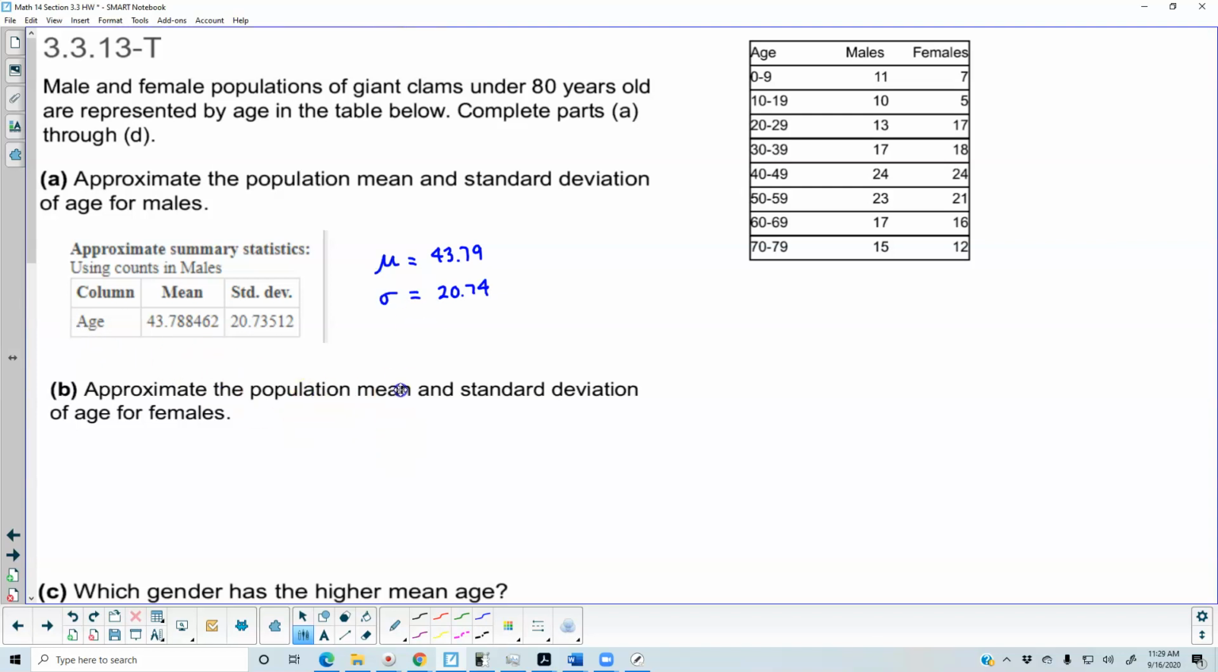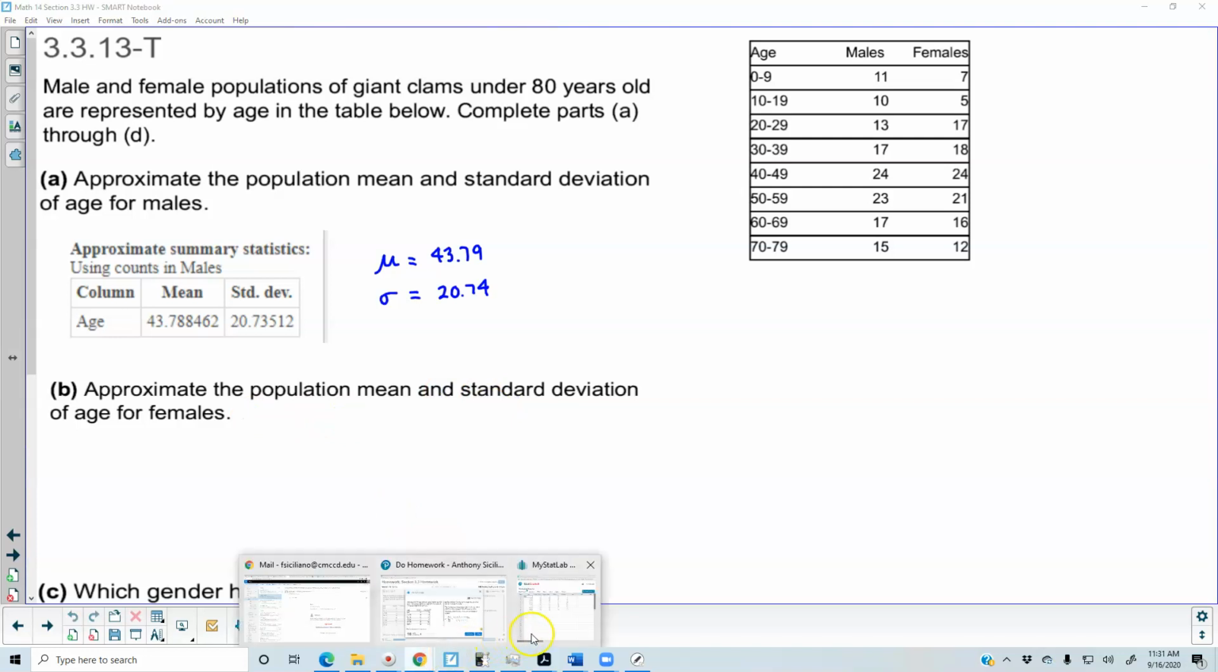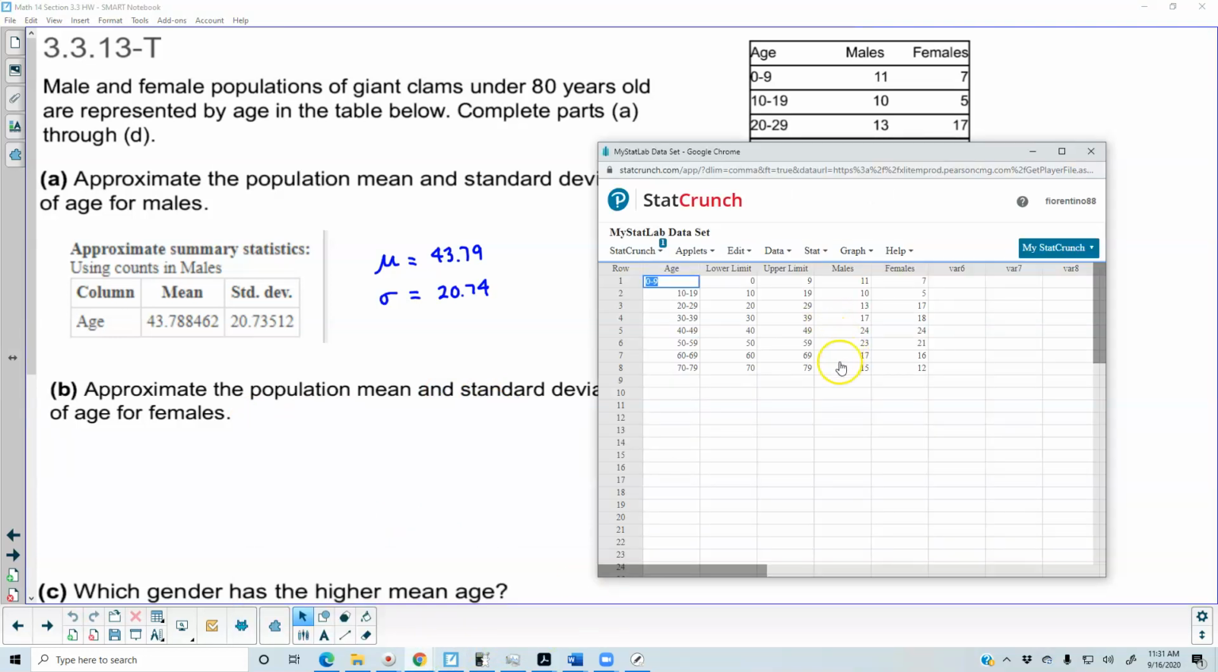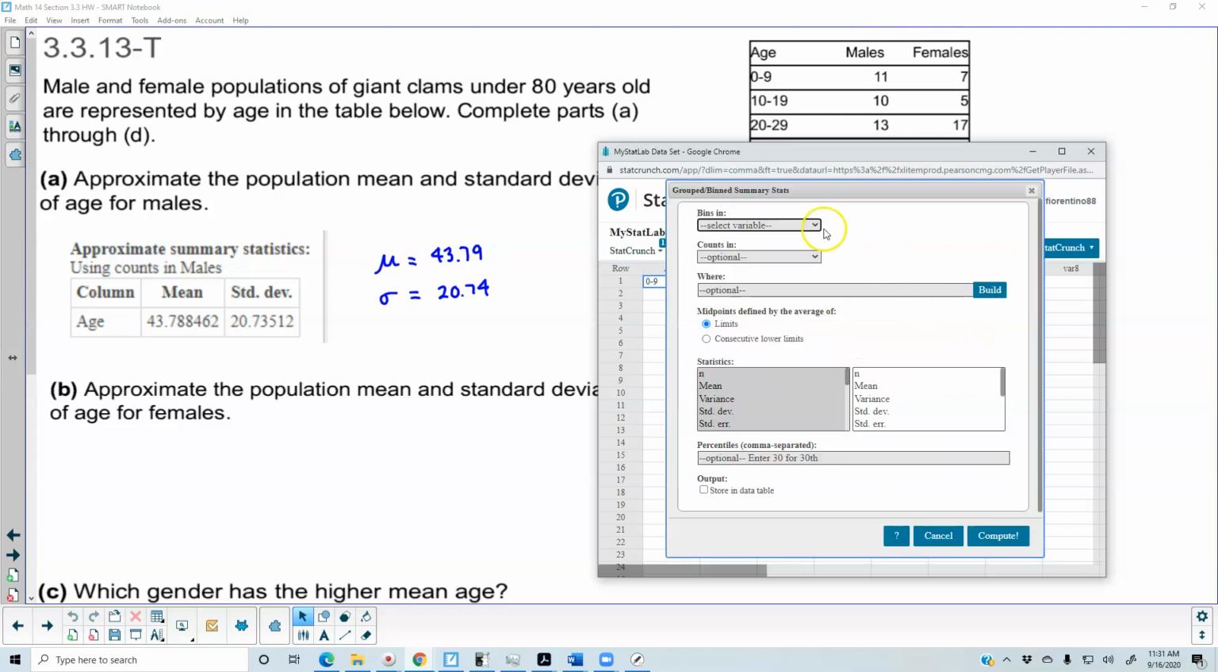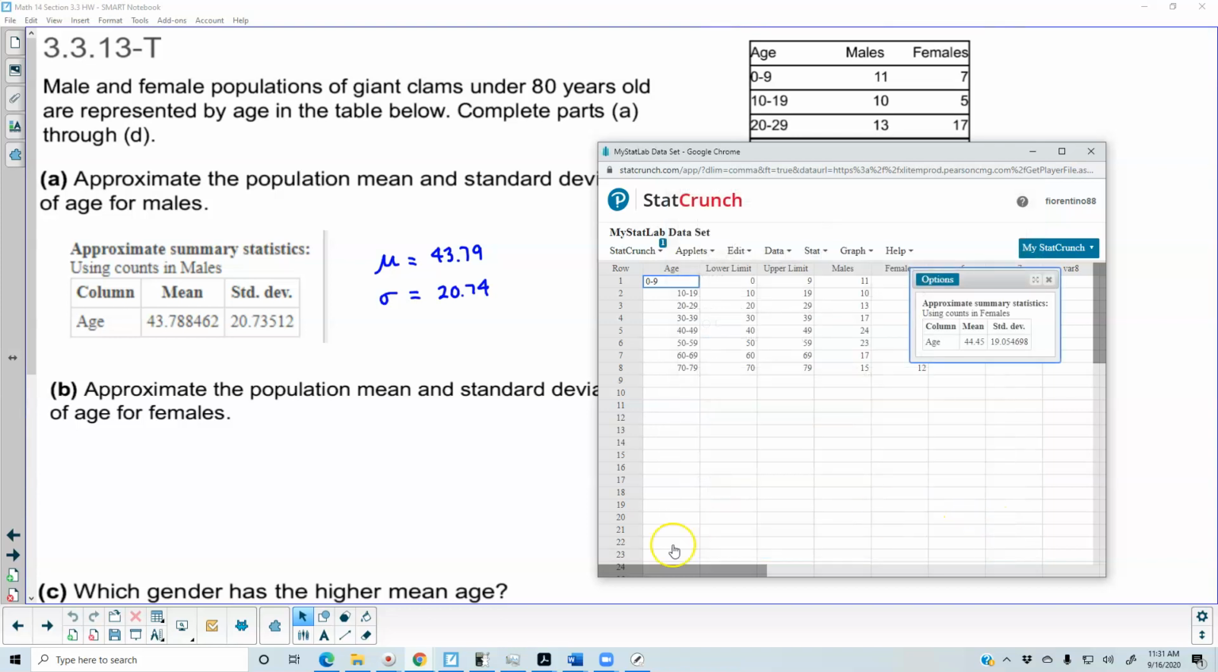Now we want to approximate the population mean and standard deviation age for female. So we're going to go here and then select Stat, go to Summary Stat, and then go to Group Bin Data. The bins in are the age, the counts in are females. Select consecutive lower limits to find the mean and the standard deviation.